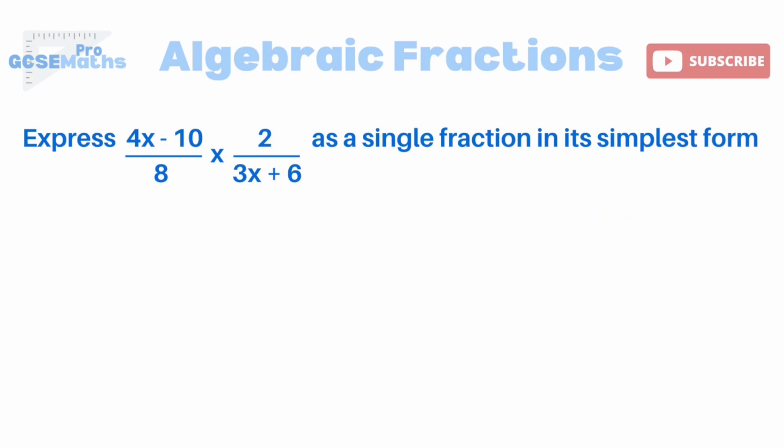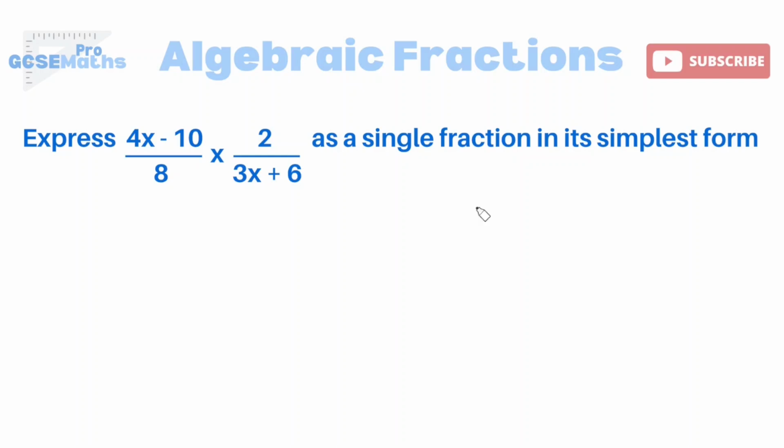So, for example, we might have a variety of different operations in terms of maybe multiplication, adding, subtracting, division, and we're just literally asked to rewrite it in the form of a single fraction. So the first one we have: express 4x minus 10 over 8 times 2 over 3x plus 6 as a single fraction and in its simplest form.